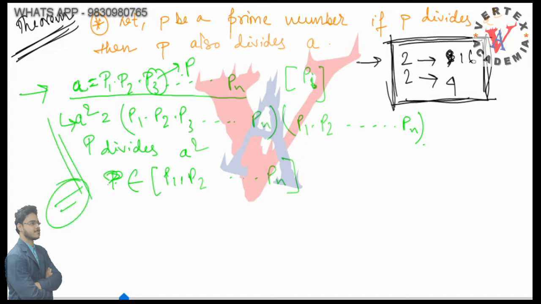This is not that important to you because it will not come in the examination. So you just remember this thing. If p divides a square, then p also divides a. That is, if a prime number divides a square, a can be anything, p also divides a.